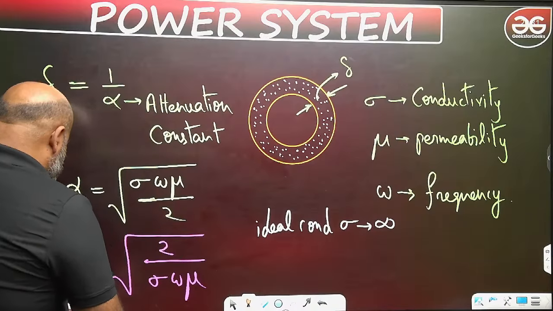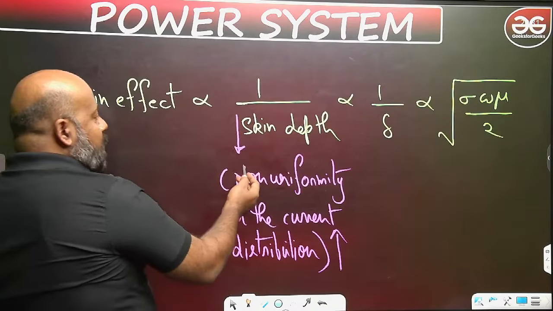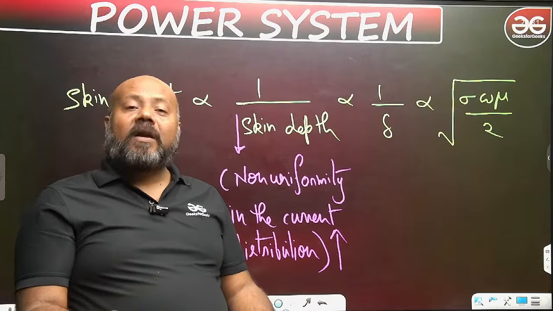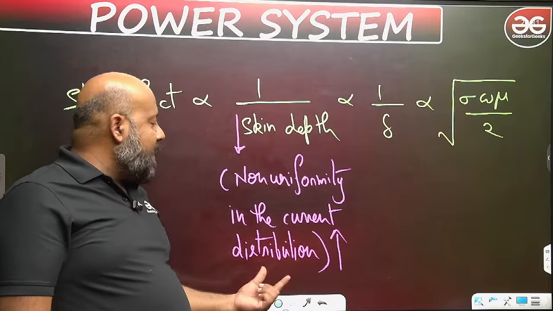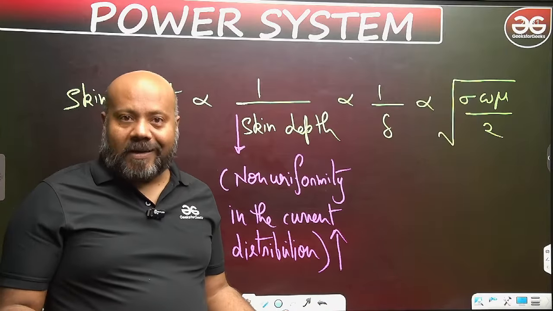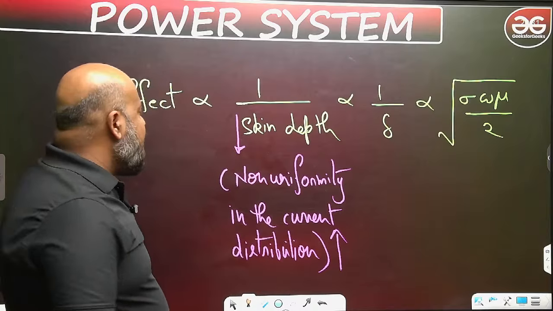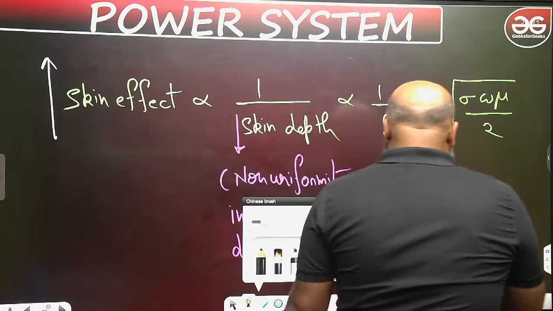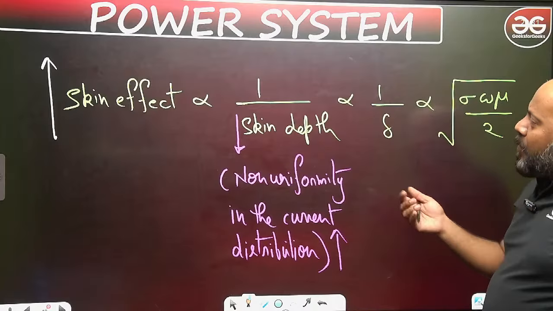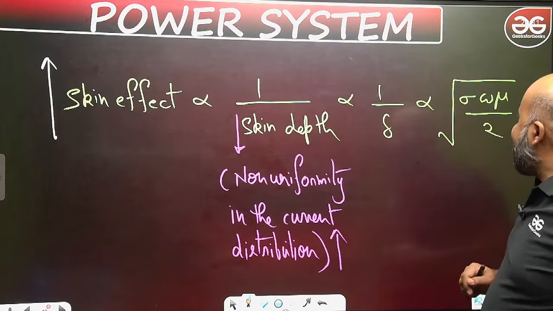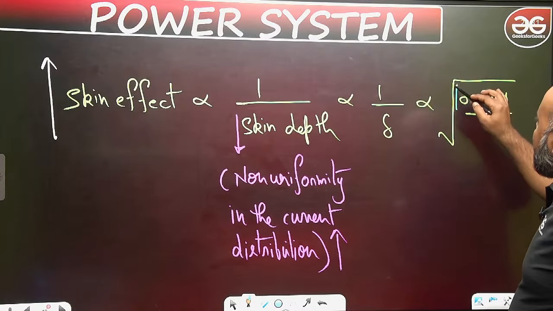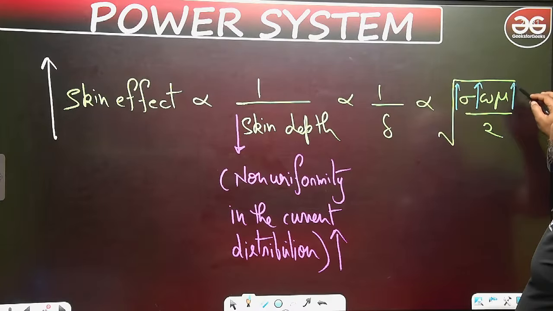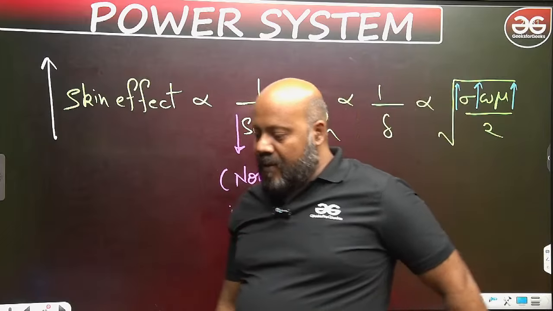So you understand that if this skin depth is getting smaller and smaller, the non-uniformity in the current distribution across the cross-section area of the conductor is going to increase. It means skin effect will increase, my dear friend. And what are the possibilities by which skin depth reduces? Skin depth can reduce if conductivity is high, if frequency is high, or mu is high. Are you getting this?